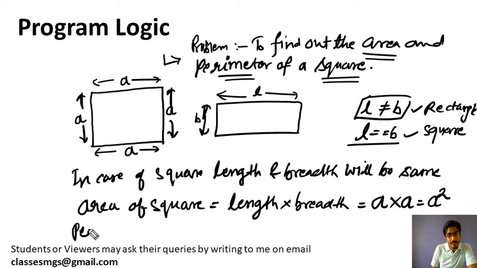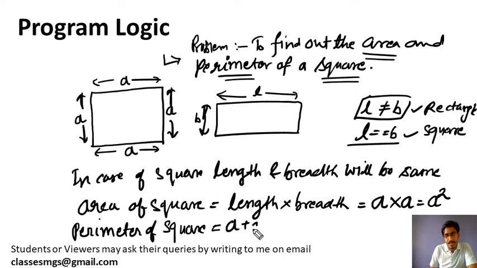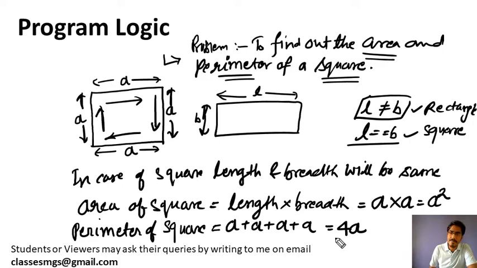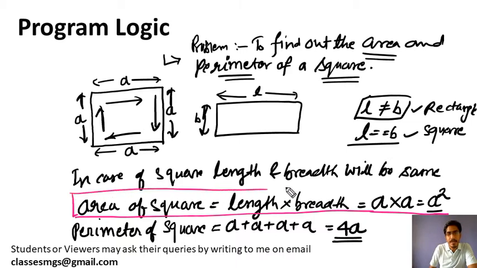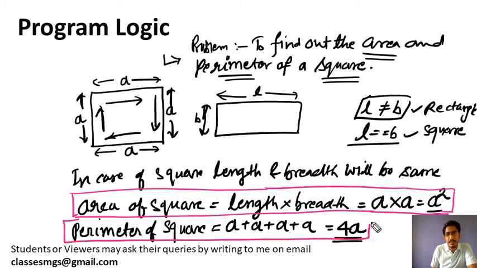And what is the perimeter? Perimeter of a square will be 4 times a. Like a plus a plus a plus a, this is known as perimeter. This distance plus this distance plus this distance plus this distance, this is known as perimeter. So 4a is the perimeter and a square is the area. So we have written the two formulas. We will use these formulas to write our program. Area of a square will be a square and perimeter of the square will be 4 into a.